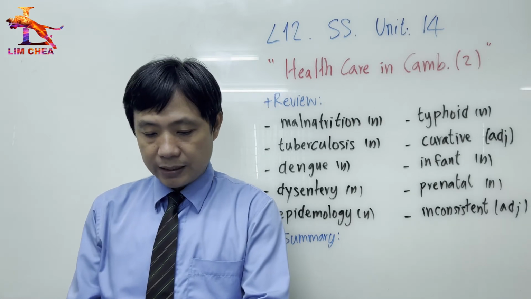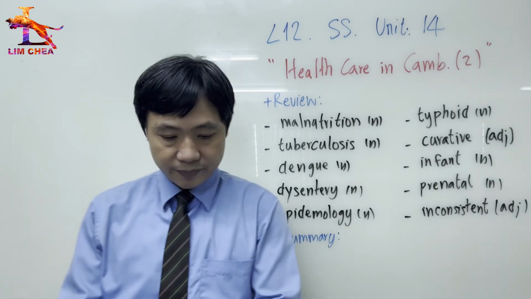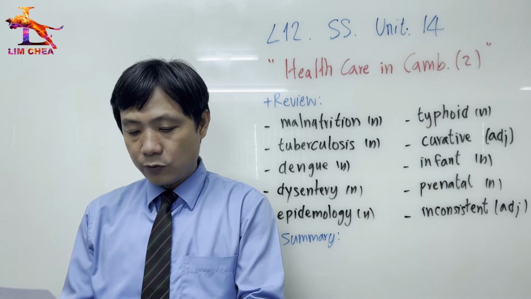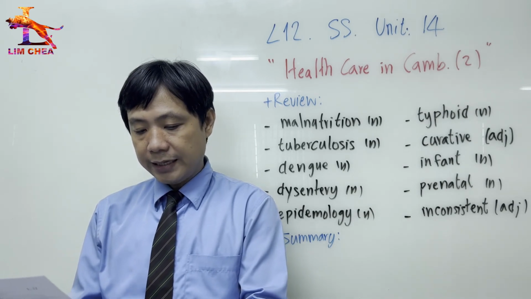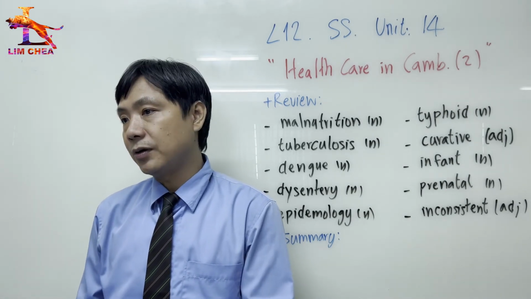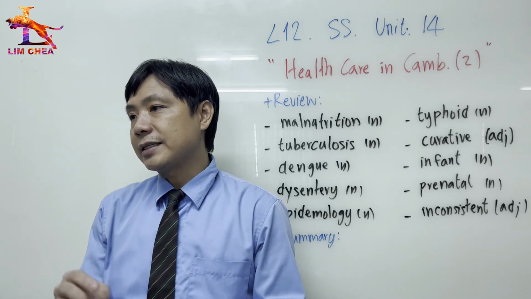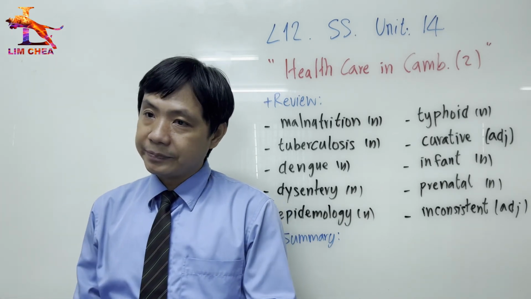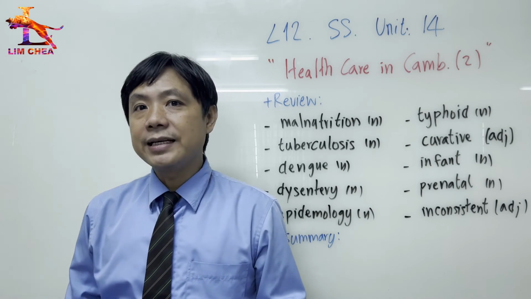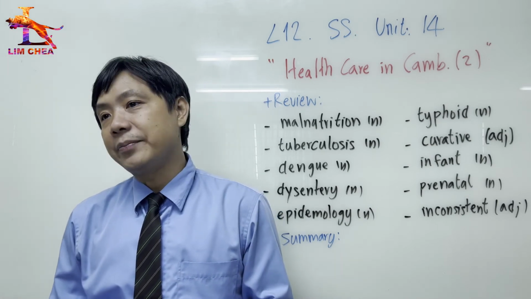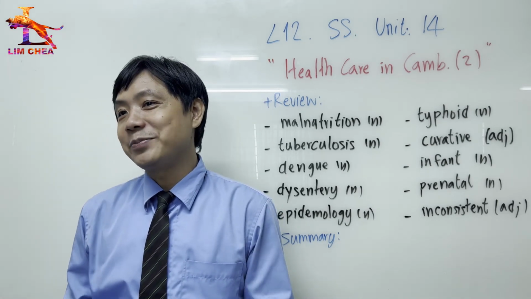Now the last word is inconsistent. Not staying the same throughout. We can say changeable, irregular, unstable. Just like the word we just completed, they said your life is inconsistent, right? But your death is consistent. So what does inconsistent mean here?